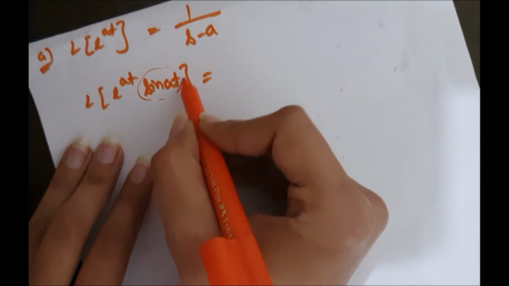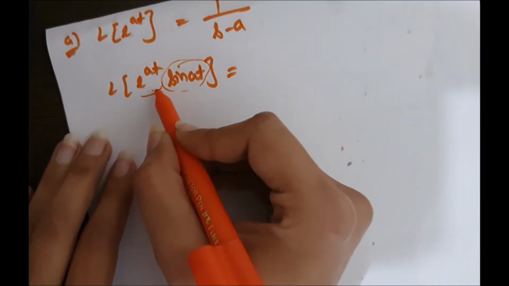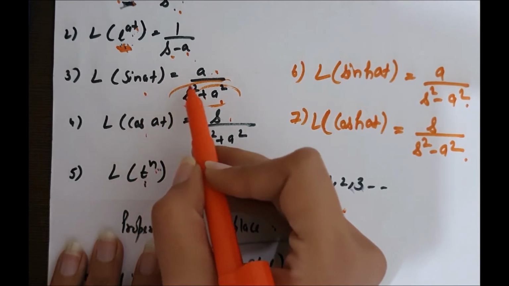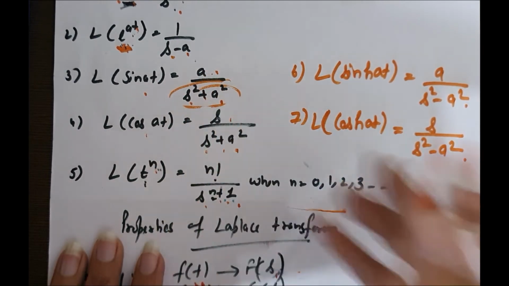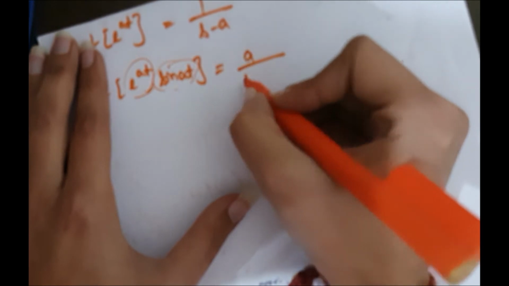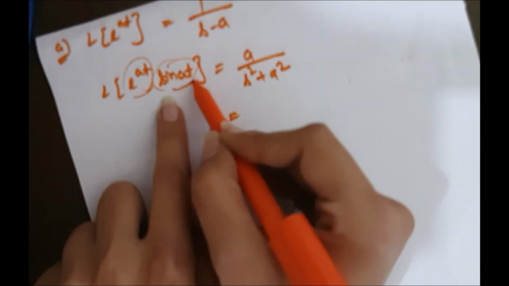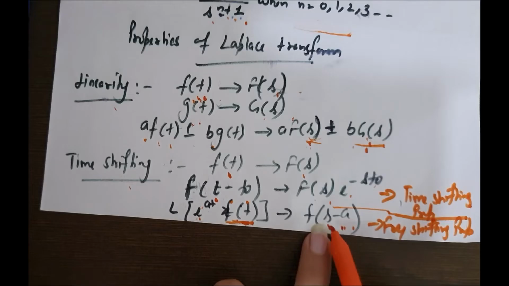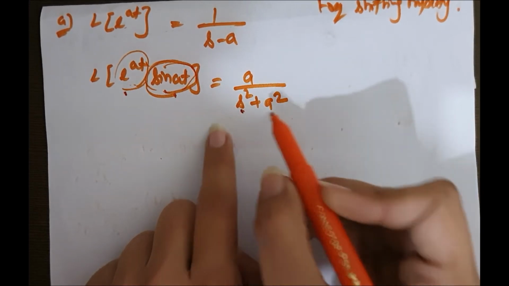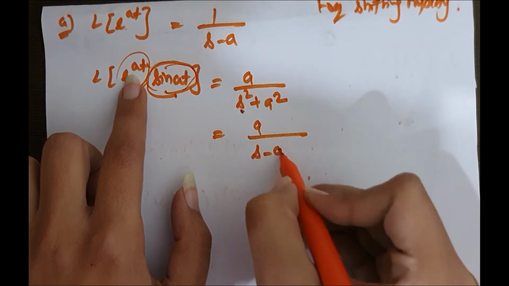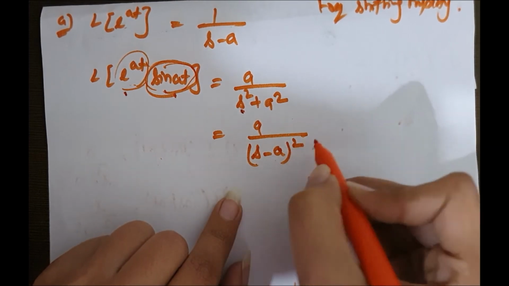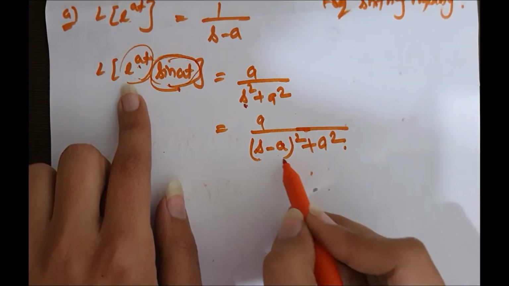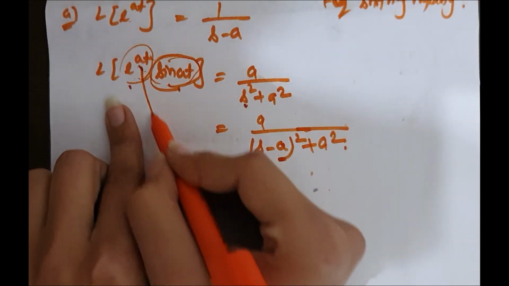Here this sin at is multiplied with exponential at. The Laplace transform of sin at is a upon s square plus a square. Write it down here. Now this function in the time domain is multiplied with exponential at, so its result will be s minus a. In place of s we have to put s minus a, so it will be a upon (s minus a) square plus a square. Here this a is of this exponential at.